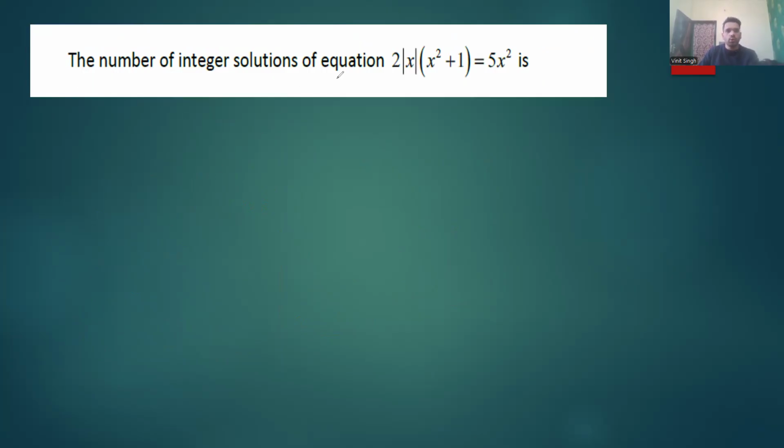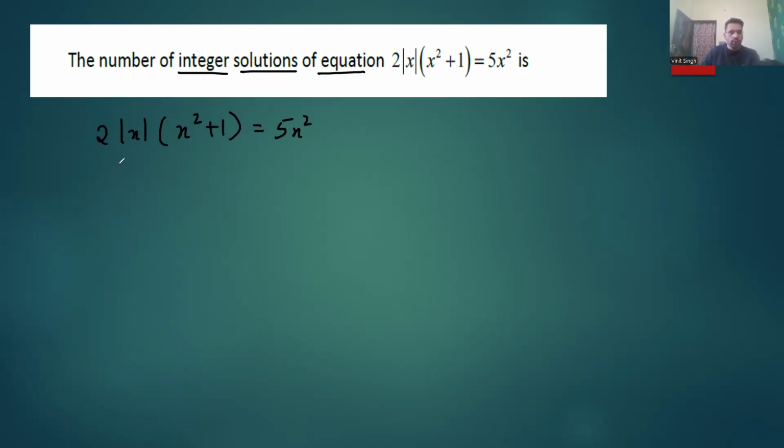The number of integer solutions of the equation 2|x|(x square plus 1) is equal to 5x square. Now it is given in the form of mod, and we have to find the integer solutions only. The solutions come in the form of -1, 0, 1, 2. In the form of integers, they can be negative or positive, but not in decimal form or fraction form.